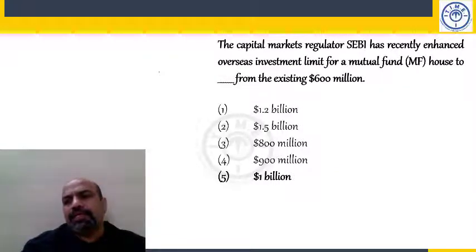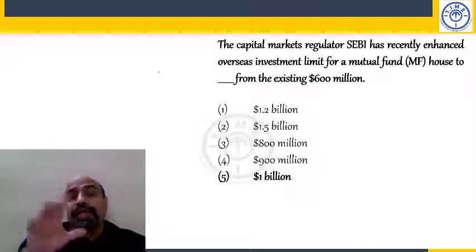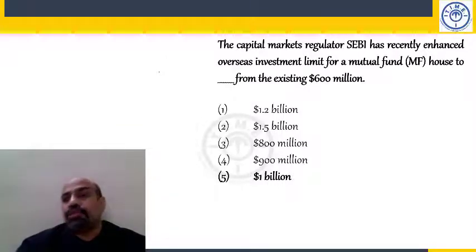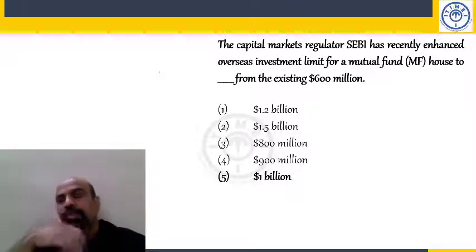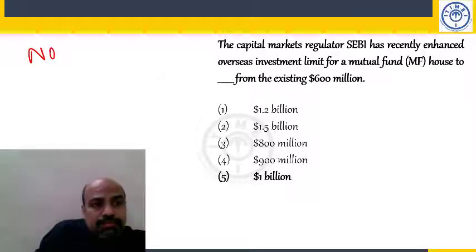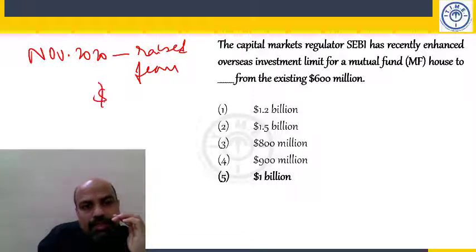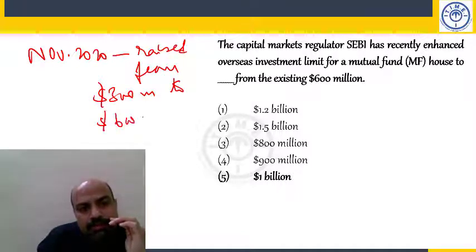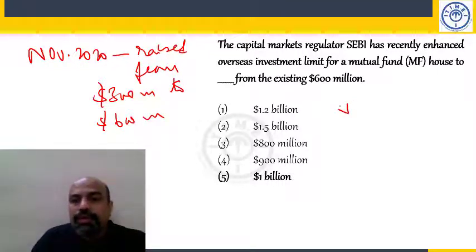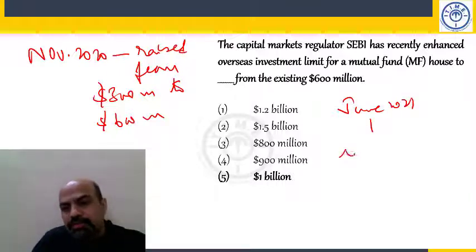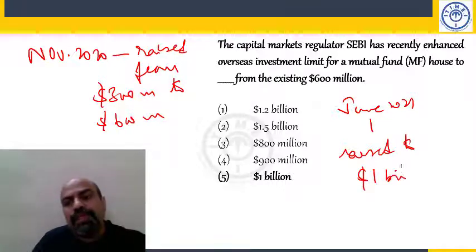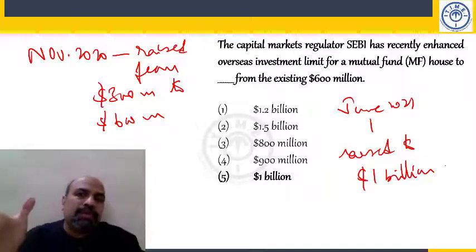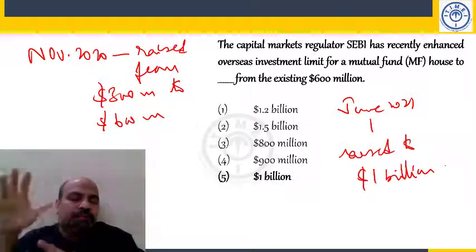The capital market regulator SEBI has recently enhanced the overseas investment limit for a mutual fund house from the existing $600 million to $1 billion. Now, what is this? Indian mutual funds can invest abroad. There is a limit set as to how much they can invest in overseas shares. In November 2020, the limit was raised from 300 million to 600 million. Now in June 2021, it has been raised to $1 billion. So up to $1 billion, that is about 7,300 crore, a mutual fund can invest in shares of companies that are registered abroad.